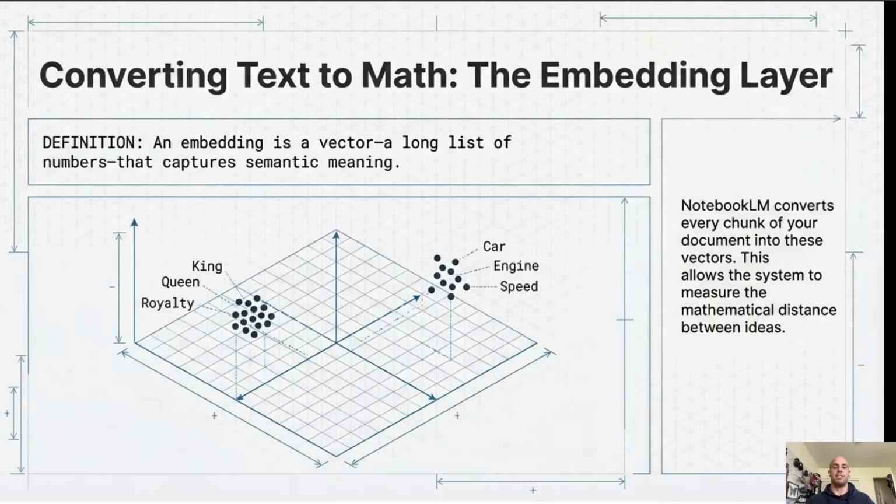So rather than processing merely keywords or syntaxes, it seeks to answer the why of why a word was used, and then relates it to specific content. So for example, on the screen, the word royalty would be numerically closer to queen and king than it would be to engine, car, or speed. So the shift from keyword matching to mathematical proximity is what allows the semantic search. So this system can find chunks that are relevant to your query, even if they don't share a keyword, for example.